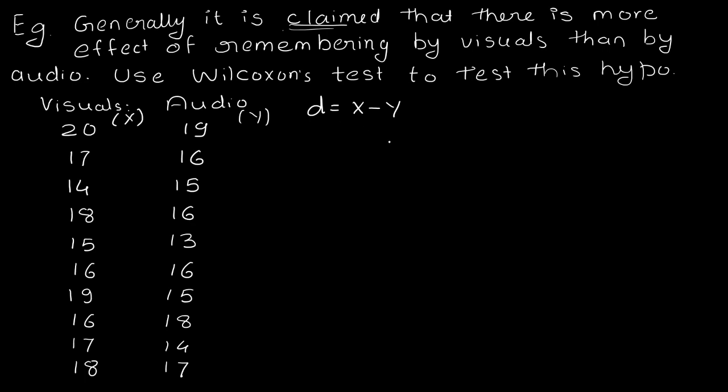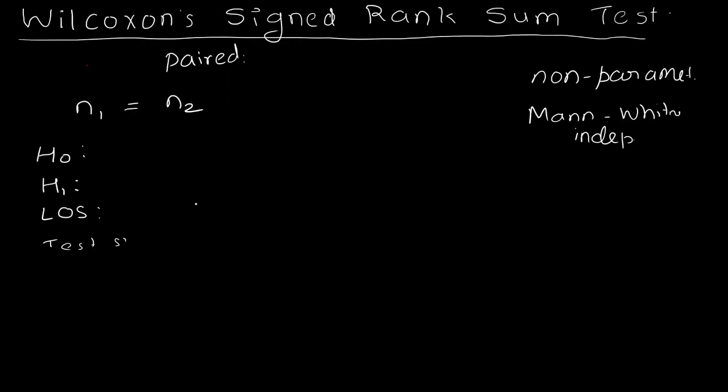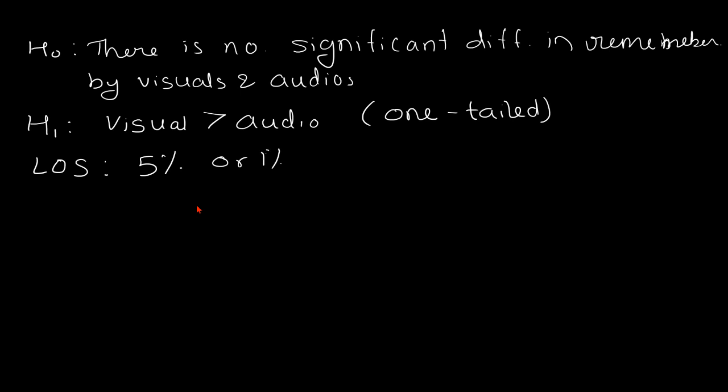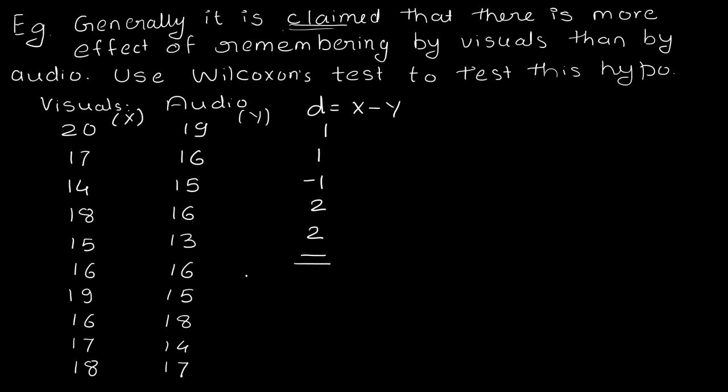Finally, you will get the same answer either way. So now 20 minus 19 comes out to be 1. 17 minus 16 comes out to be 1. 14 minus 15 is minus 1. 18 minus 16 is 2, 15 minus 13 is 2, 16 minus 16 is 0. So it is 0, therefore I will just put an equal to sign. I won't be considering this number anymore, because there is no difference, that is, my H naught is being satisfied. There is no significant difference in remembering by visuals and audios, so I won't be considering this.